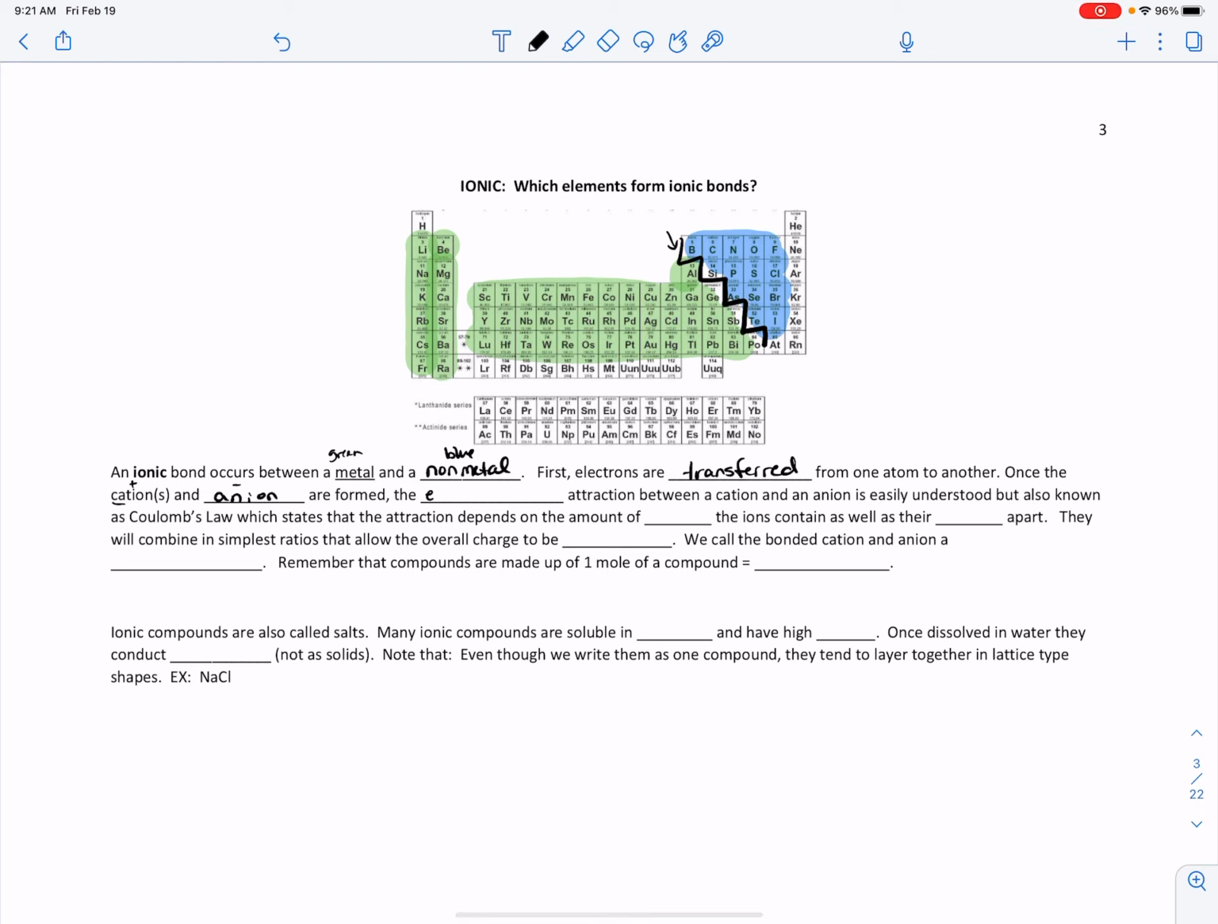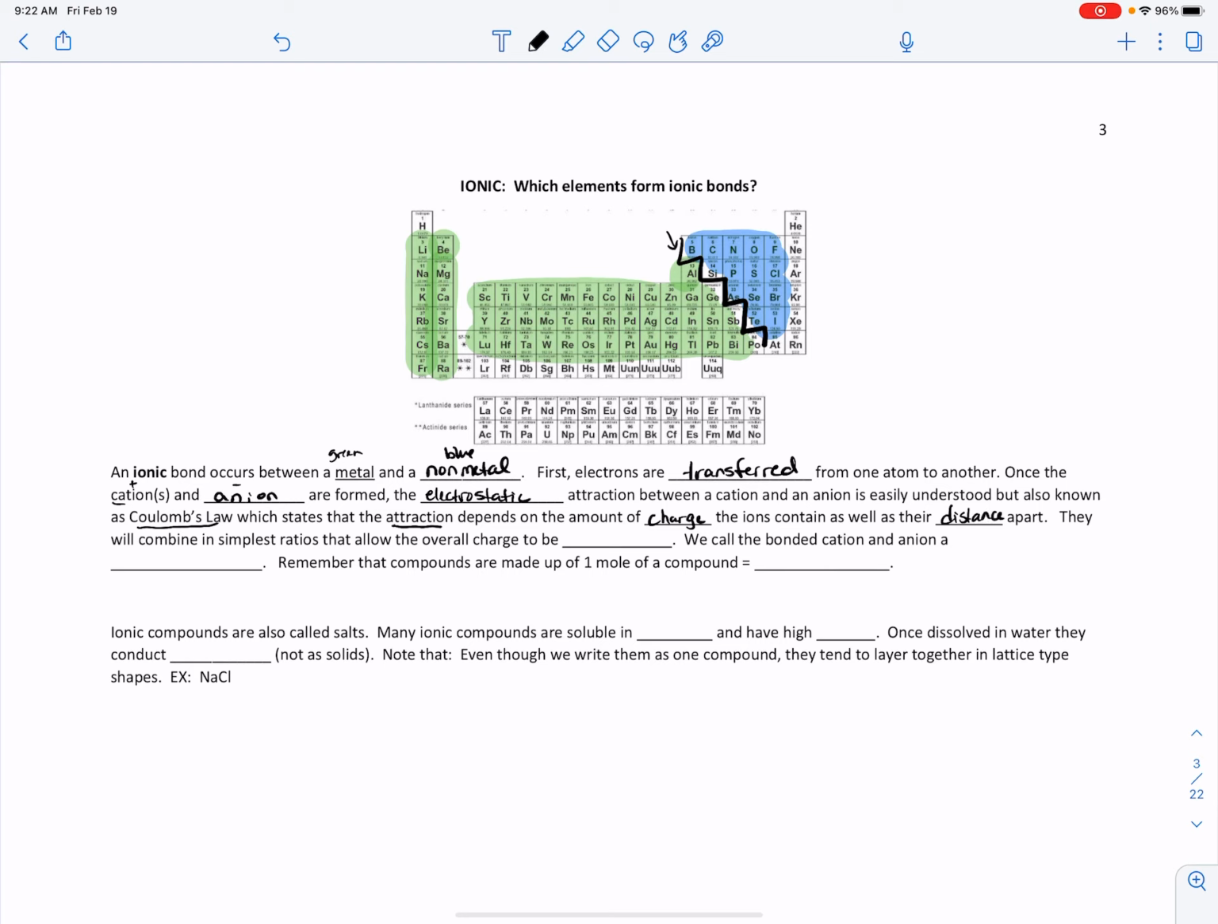Now this is a funny word, electrostatic. Honestly, that just means the magnetic attraction between a cation and an anion, easily understood because you know the positive and negative things attract. But it's also known as Coulomb's law. So Coulomb builds on that idea of positive and negative attraction. It states that the attraction between those elements, and the attraction is what forms the bond, depends on the amount of charge the ion contains, as well as their distance apart.